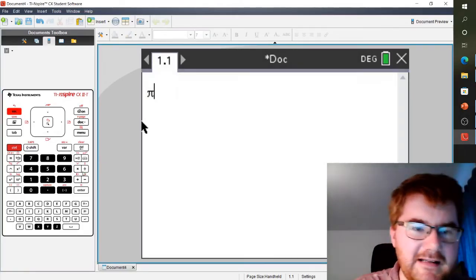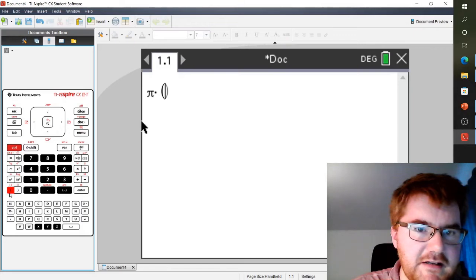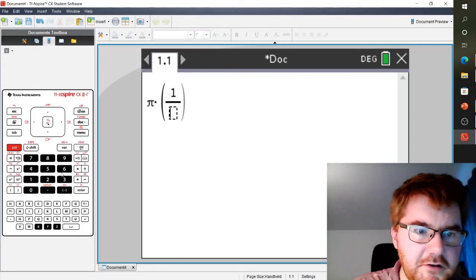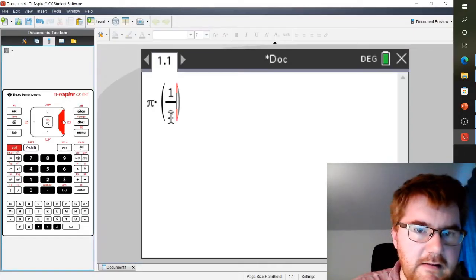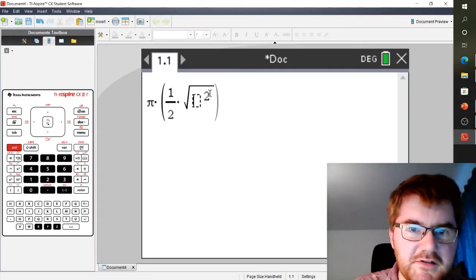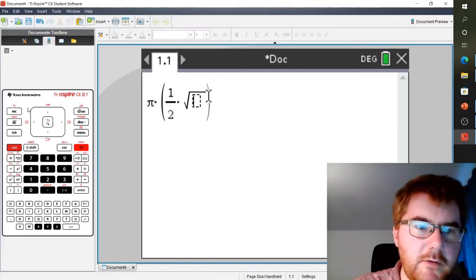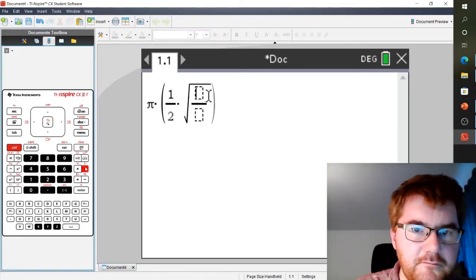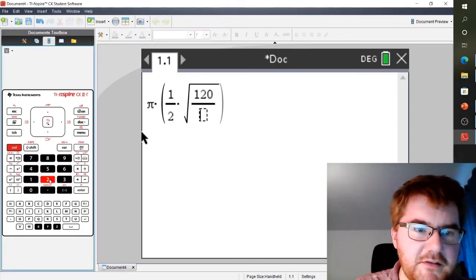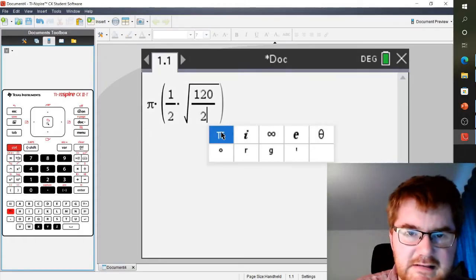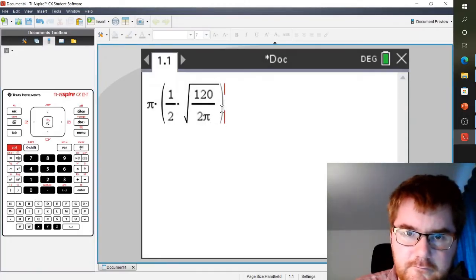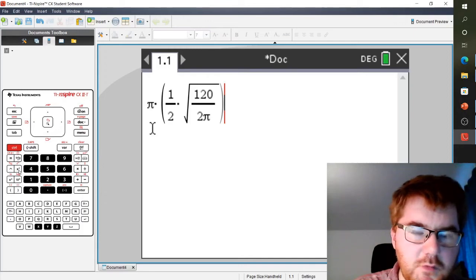Now my pad's working weirdly. So here we go. So open brackets, we're going to write in 1/2. So 1 over 2. And then we're going to multiply that by, and now we want a square root. And we don't want a squared there. And we want a fraction button. So 120 at the top, 2 pi at the bottom. So I'm just copying out very carefully exactly what I've shown before. And then we want to square that at the end.